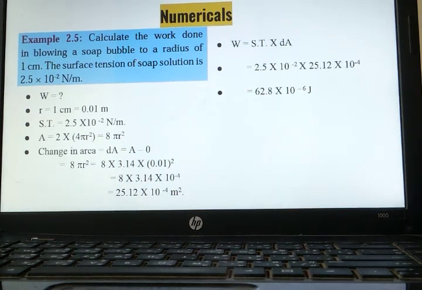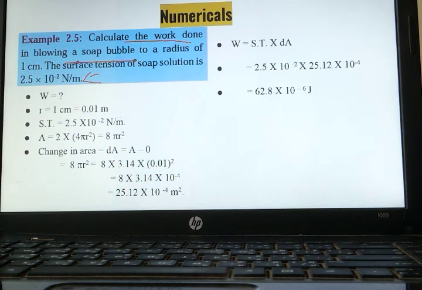Now this is the last numerical related to surface tension. We have to calculate the work done in blowing a soap bubble whose radius is 1 centimeter. The surface tension of the soap solution has been given. Work done we have to find out. Radius is 1 centimeter, so we convert it into meters by multiplying by 10 raised to minus 2.